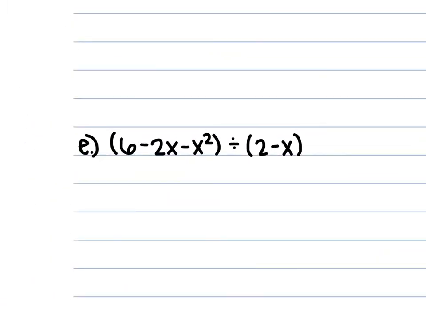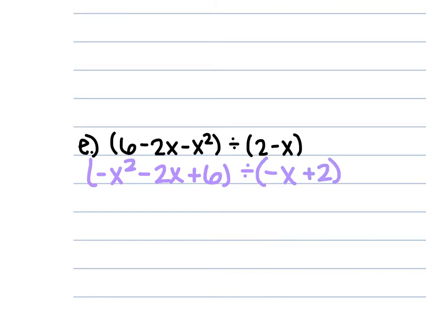For E, we have 6 minus 2x minus x squared divided by 2 minus x. So what we can do here is we can work backwards, or we can go ahead and rearrange these to be negative x squared minus 2x plus 6 divided by negative x plus 2. So when we set this up, we're going to have that negative x plus 2 on the outside, and that negative x squared minus 2x plus 6 on the inside.